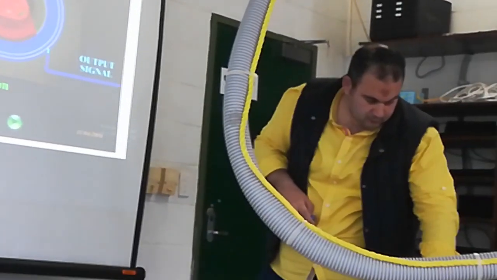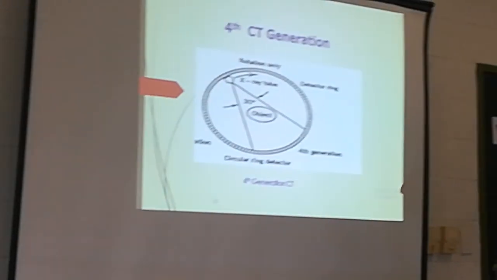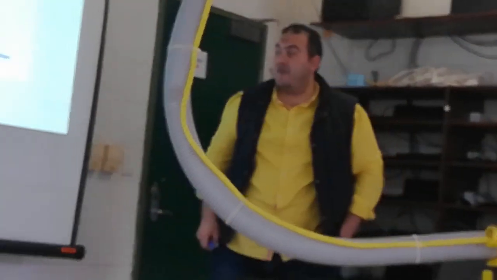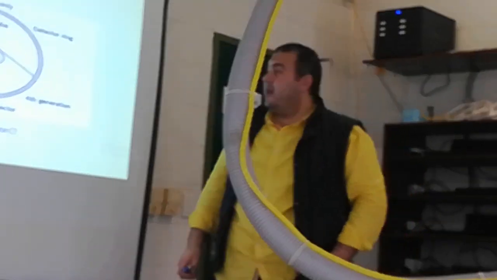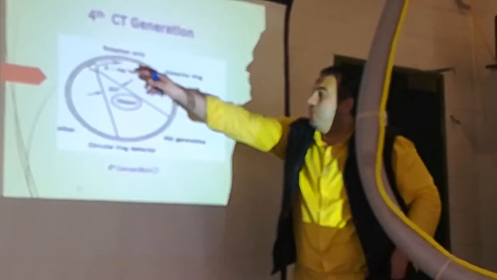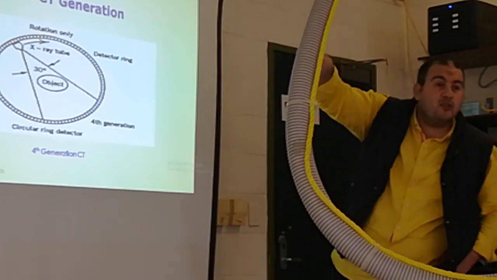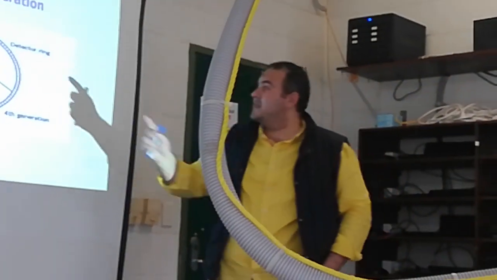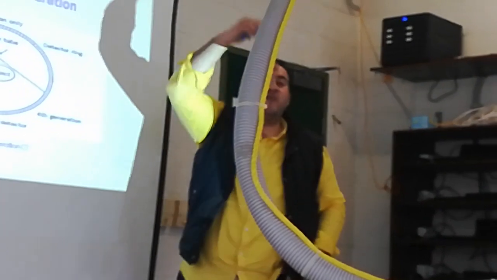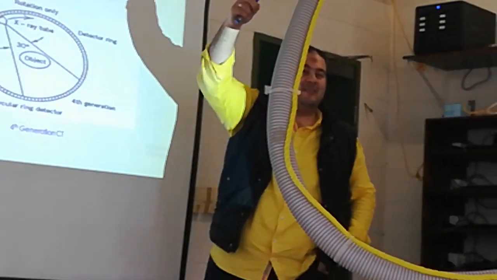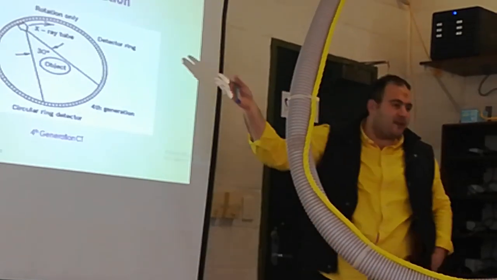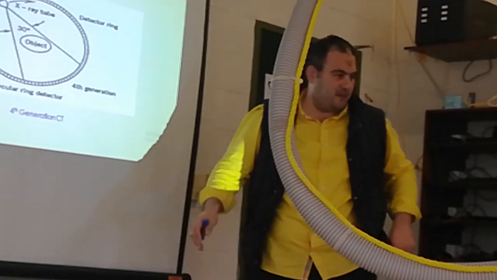Fourth generation is so expensive because here we use a movable X-ray tube, but fixed detectors. The detector is like a ring of detectors fixed around the patient. It's highly expensive because we need a lot of detectors.